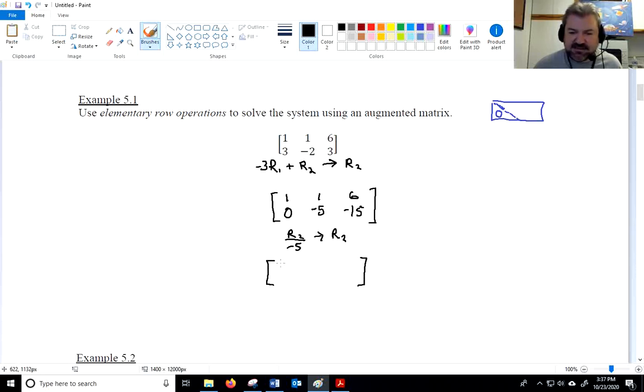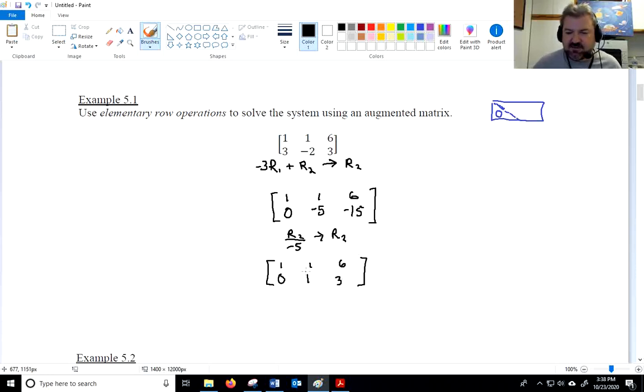I'm not doing anything to row 1. Row 1 is staying the same. Row 2, I'm taking row 2, dividing it by negative 5, and putting it back in row 2. So 0 divided by negative 5 is 0. Negative 5 divided by negative 5 is 1. Negative 15 divided by negative 5 is 3.